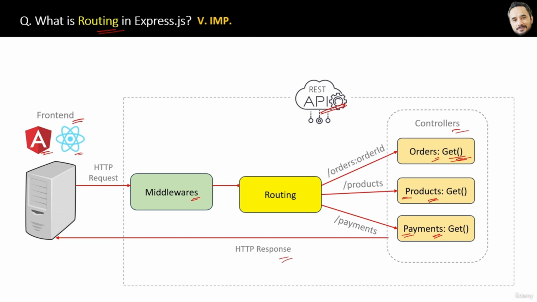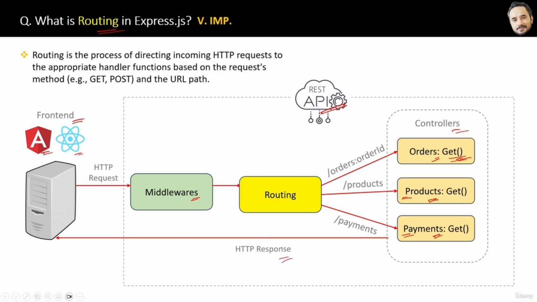Here is the simplest and easy to remember definition. Routing in Express is the process of directing incoming HTTP requests to the appropriate handler functions based on the request method and the URL path. So this request method and URL path are part of the request only. Great. In upcoming questions, we will explore more and more about routing. So get ready for the fantastic journey.